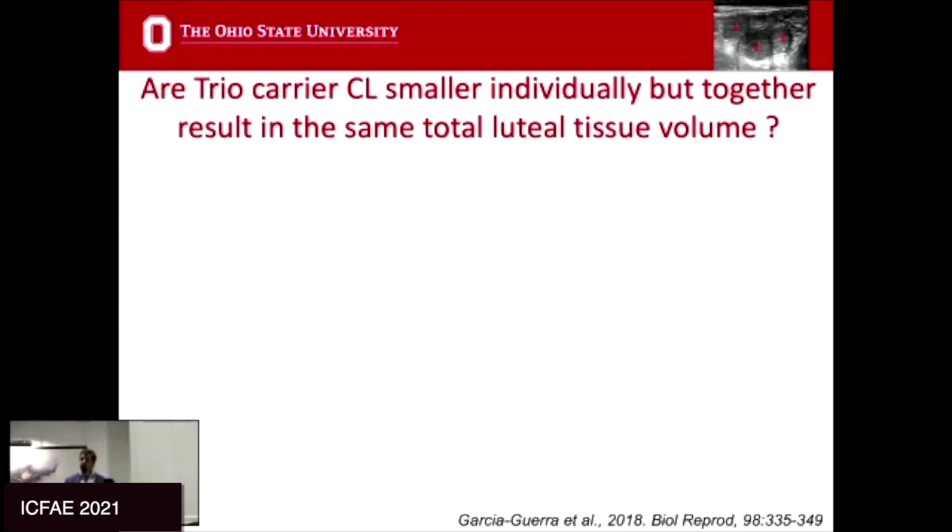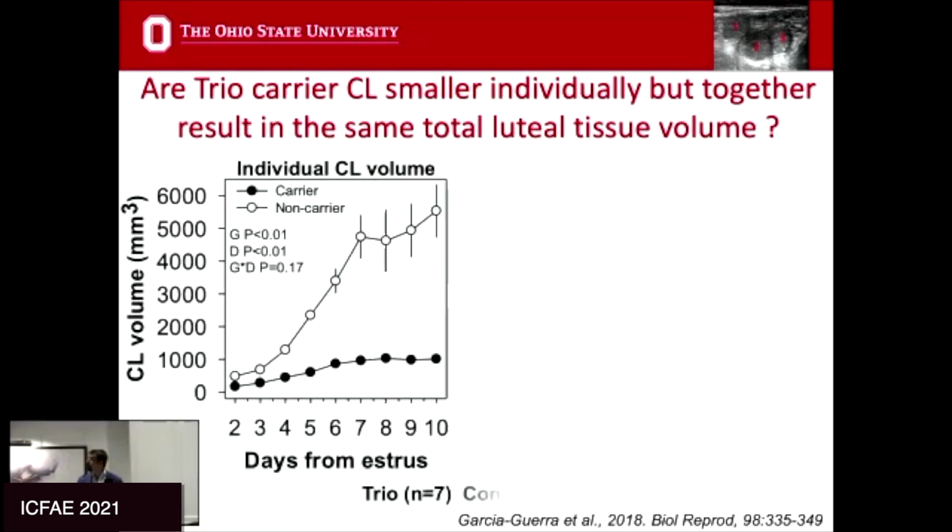Remember, the follicles ovulate and produce a corpus luteum. So we wanted to see whether each individual CL was smaller. However, when we added all the luteal tissue together, it would actually still produce the same total luteal tissue as if you were to have a single corpus luteum.